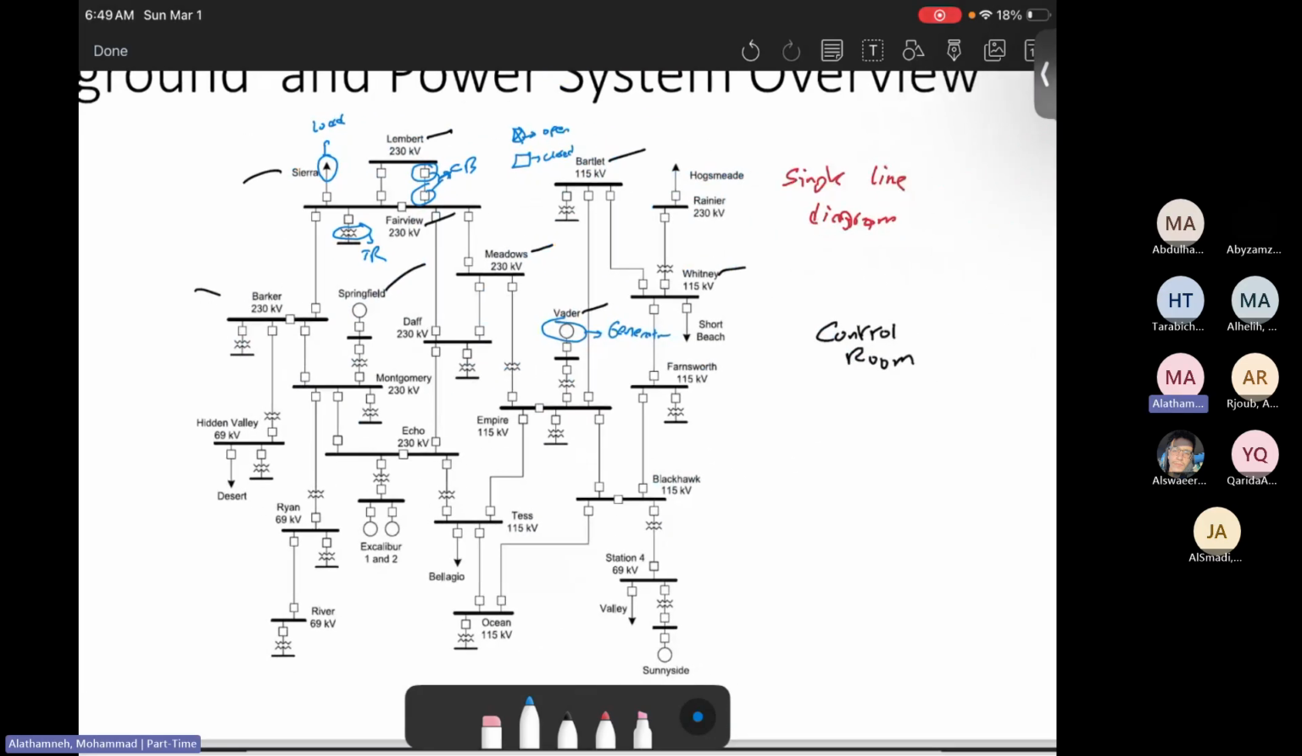Okay, this is how the single line diagram looks. Again, this is in the control room. In Jordan, we have the control room owned by NEPCO, the National Electric Power Company, and it is in South Amman, in Al-Mqabaliin. They are controlling the electricity in all of Jordan, especially high voltage and extra high voltage.